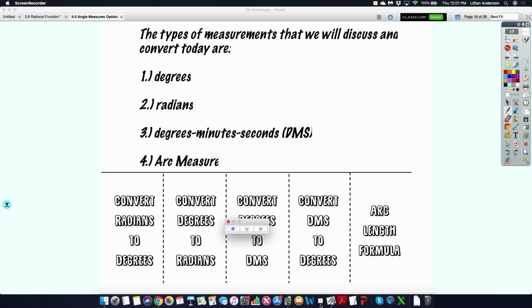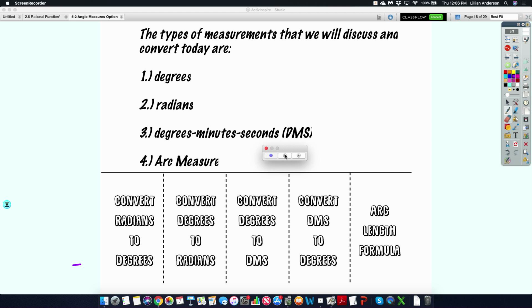We're at the foldable now. All right, so we're going to be talking about a few other types of measurements today. We kind of talked a little bit about degrees and radians. We're going to talk about degrees, minutes, seconds, and we're going to talk about arc measure. And so this foldable that you have here, I'm going to give you basically the formula to convert from radians to degrees and then degrees to radians.